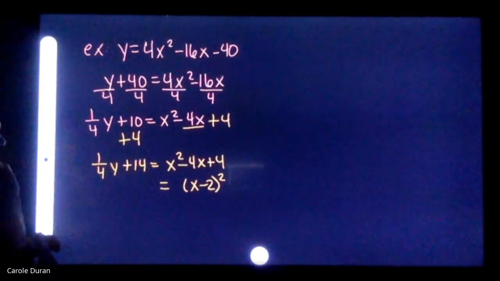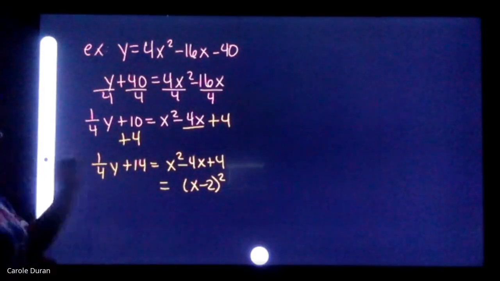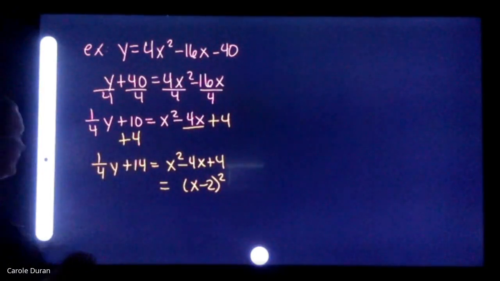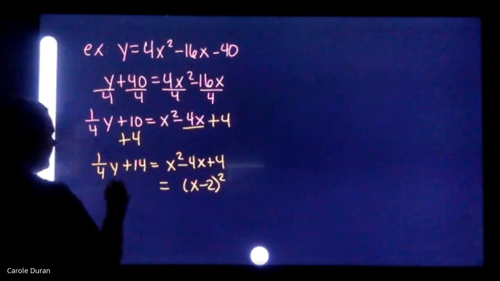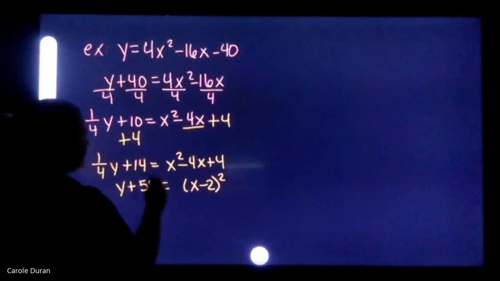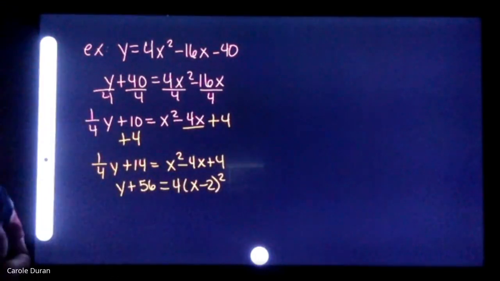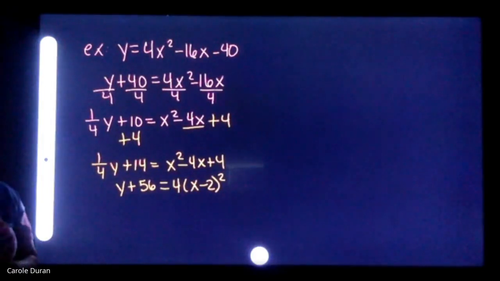So what I'm going to do now, because I need the y by itself, is multiply everything in here by 4. 1/4 y times 4 is y. 14 times 4 is 56. And then I'm multiplying 4 into that entire function on the right, which means I'm just putting the 4 out front. And now I'm in vertex form.